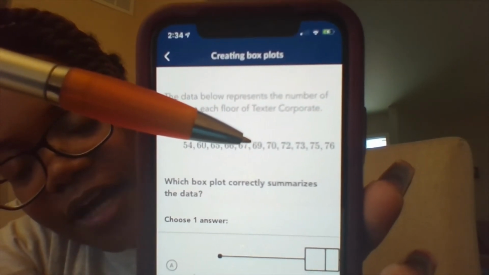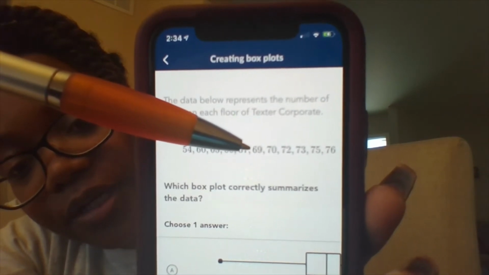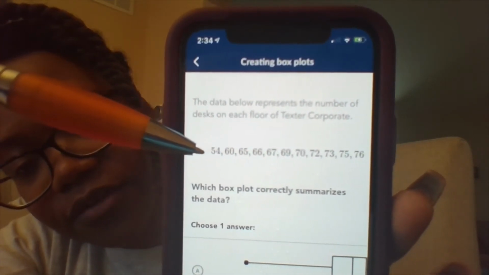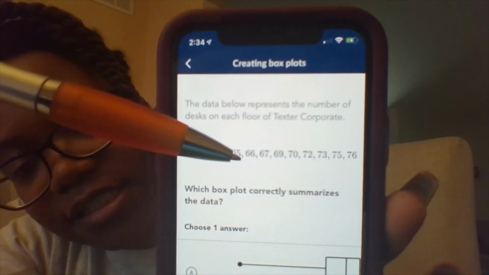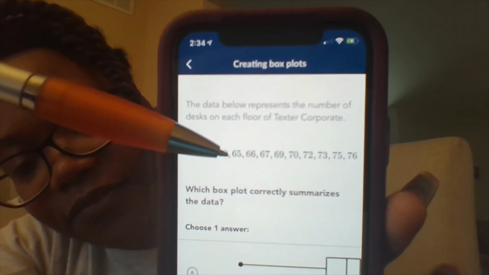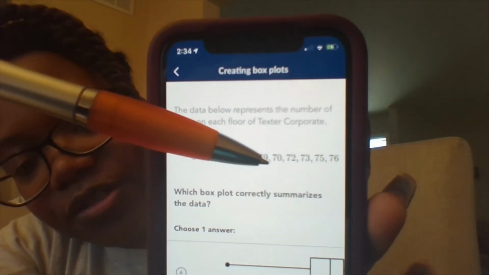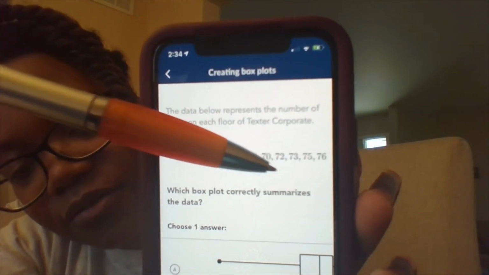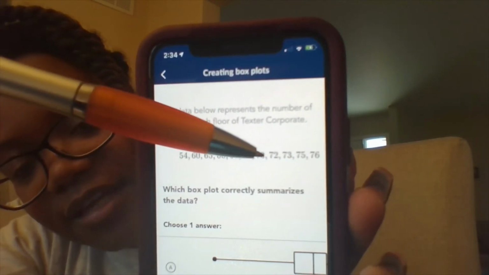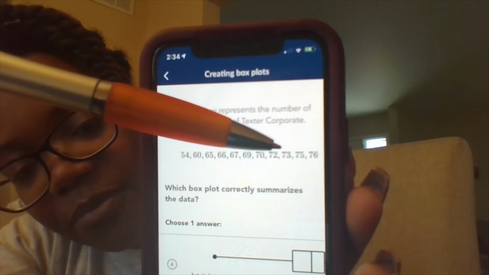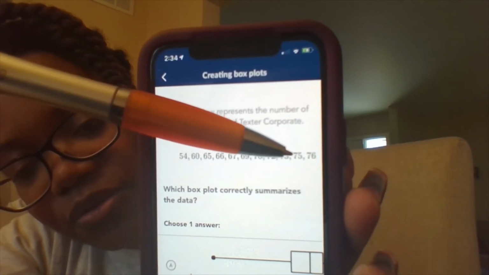To find the lower quartile, or Q1, we're looking at the median for the lower half, the first 5 numbers. So we see the first 5 numbers here, 54, 60, 65, 66, and 67. The middle number, the Q1, is going to be 65. We do the same thing for the upper quartile using the upper half. So we have 70, 72, 73, 75, 76. The median of the upper 5 numbers is going to be 73, so our upper quartile is 73.